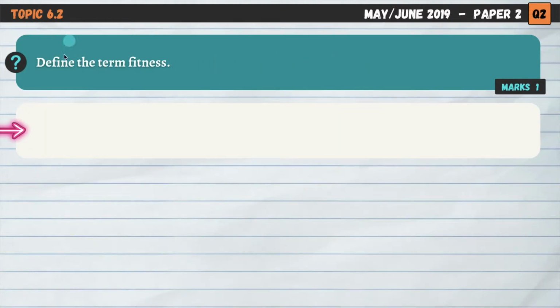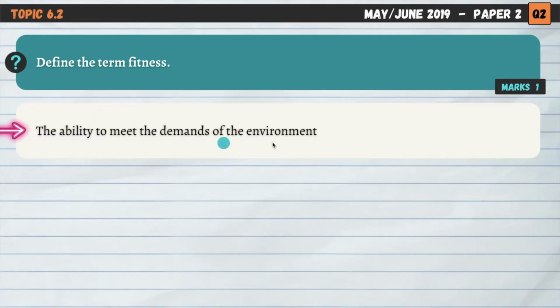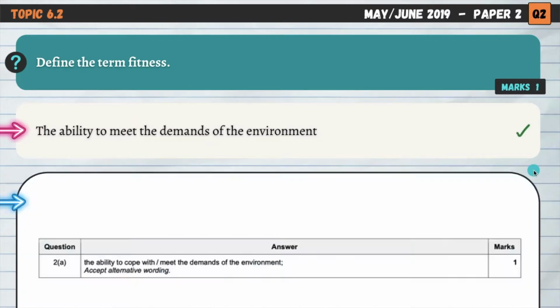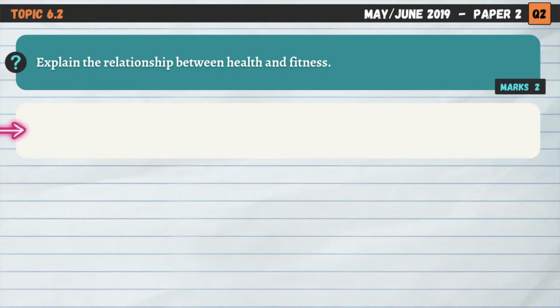Okay, 6.2. Define the term fitness. So it's really important to know all your basic definitions. If you use the Cambridge textbook, you will find all of the relevant definitions in yellow boxes throughout the book, so they're really easy to identify. And the definition of fitness is the ability to meet the demands of the environment. So a really easy mark there. Just basic study required, and the basic definitions need to be remembered.